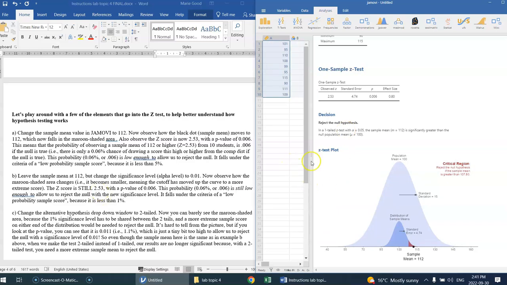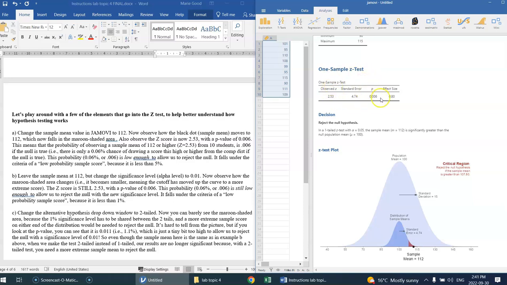All right. So you're going to observe now how the black dot, see, there's the black dot, which is the sample mean. Now it falls in the maroon shaded region, the rejection zone or critical region. And now if we look at the observed Z, you can see that it's also different. It's 2.53, which means that the sample mean is 2.53 standard deviations above the mean on the comparison distribution. Now we have a new p-value.